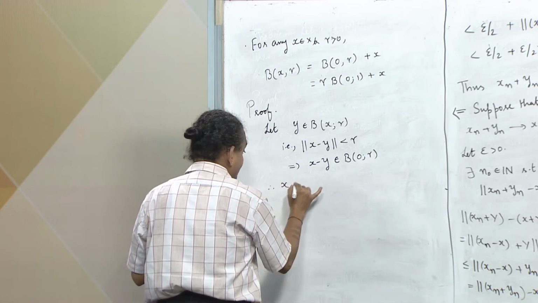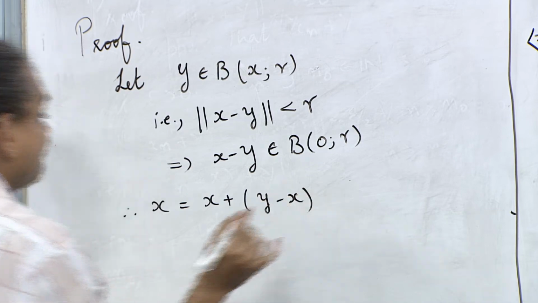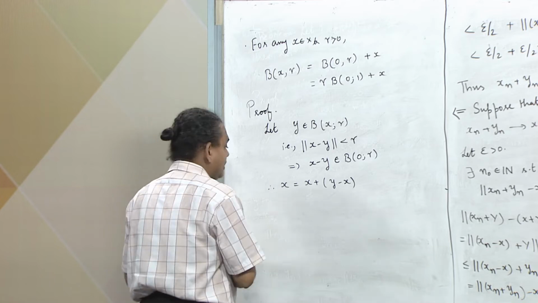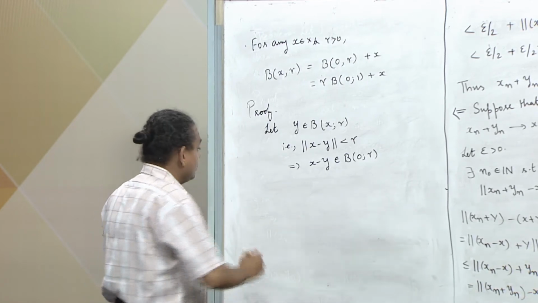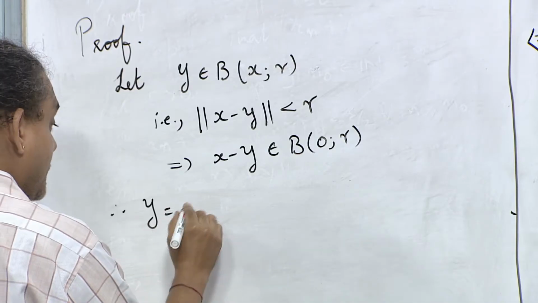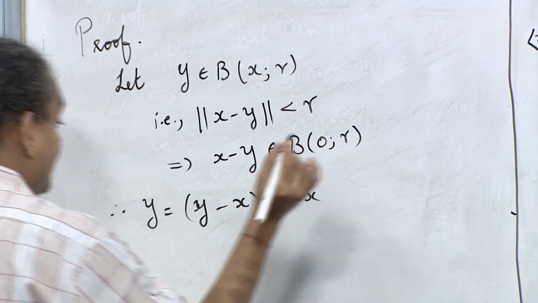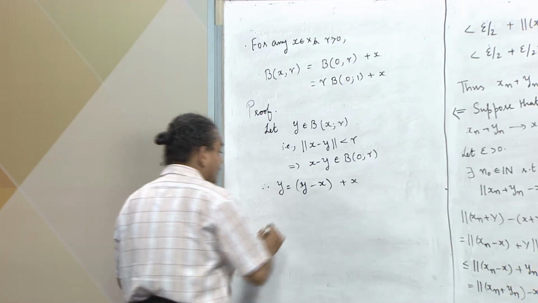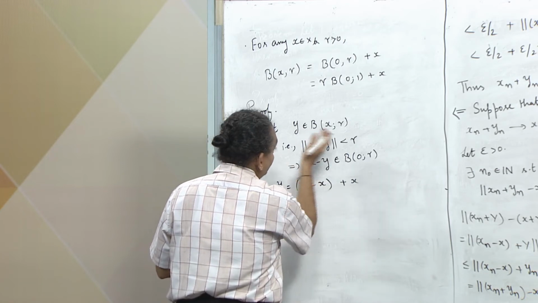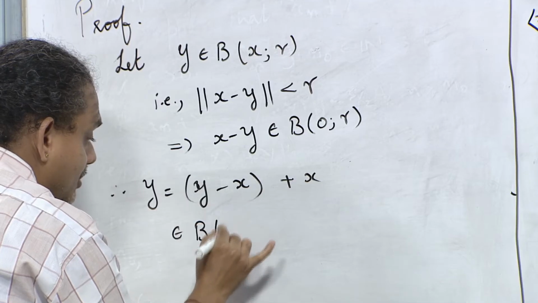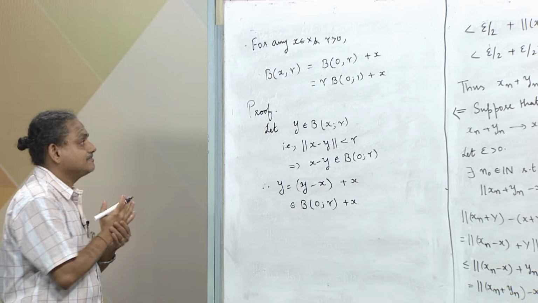Therefore, x, I will write it as x plus y minus x, that is it, done. Sorry, not x, we wanted in terms of y. So, y, I will write as y minus x plus x, that is it, done. And the first element is in B(0,r), because norm of x minus y is less than r, the same thing will also tell us that the norm of y minus x is less than r because of the homogeneity property. So this is in B(0,r) plus x, that is it, we are done with what we wanted.